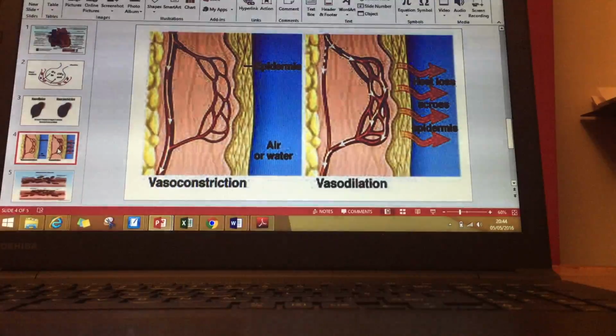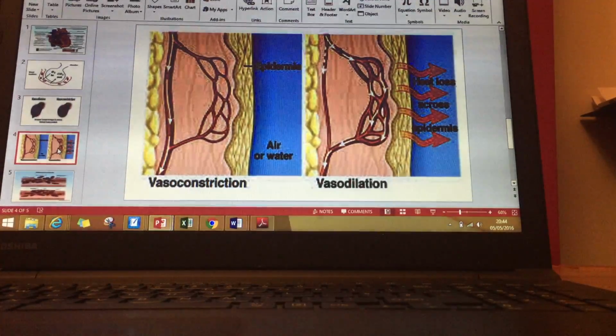If the body needs to warm up, then vasoconstriction takes place. The blood vessels constrict, making the diameter tighter and therefore decreasing the blood flow under the skin, which in effect decreases the amount of heat lost by the body. The blood itself has many functions. One of these is oxygen transport, which I have previously discussed.